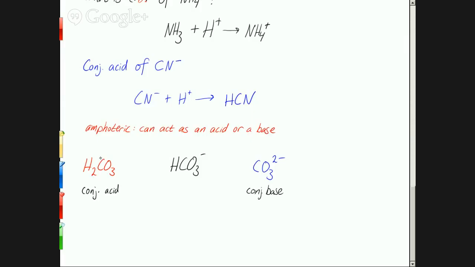So you see the trend here? You take away a hydrogen, you go from neutral to 1 minus, then 1 minus to 2 minus, as you take away those H pluses. We also know what that ion is, right? What's that ion called? Yeah, that's carbonate. So we've got carbonate, bicarbonate, carbonic acid, depending on how many hydrogens are there.